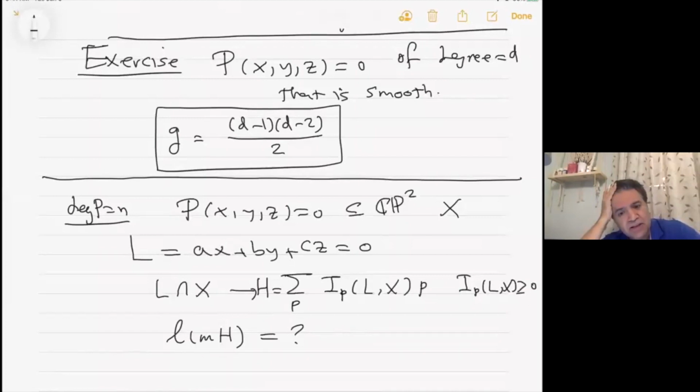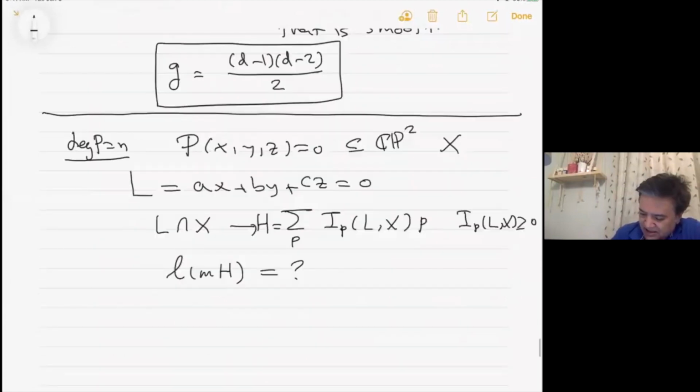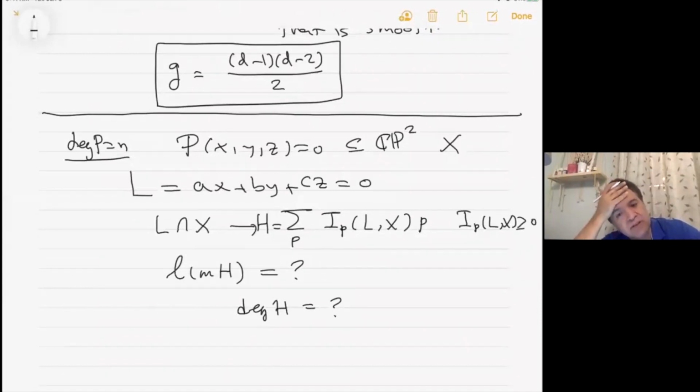First thing, can I find the degree of H? What is the degree of H? This means the number of points that intersect this line, counted with multiplicity. Now, probably this reminds you of Bezout's theorem. If you have two equations, one of degree n, another of degree 1, they will have n points in common, counted with multiplicities inside the projective plane. So this degree is nothing but n, like Bezout.